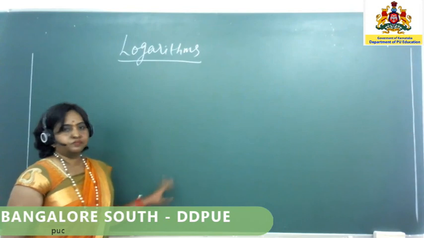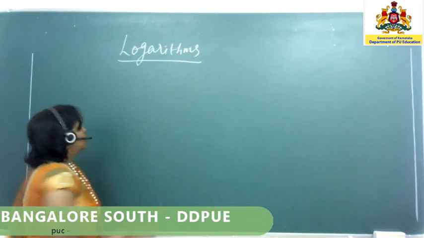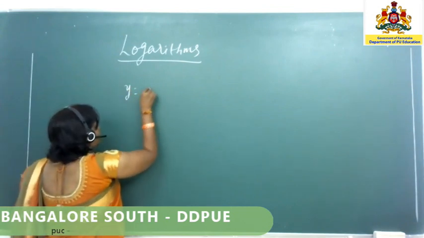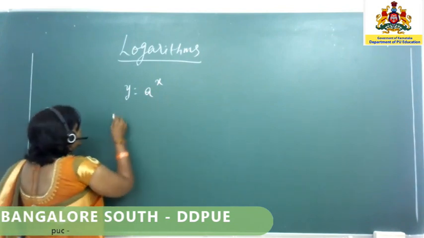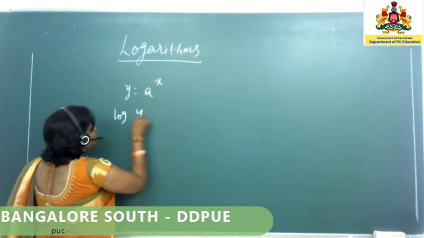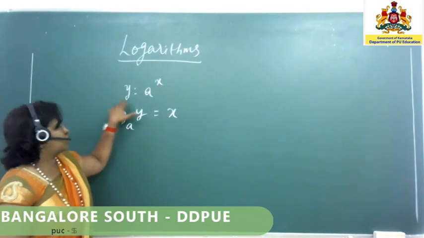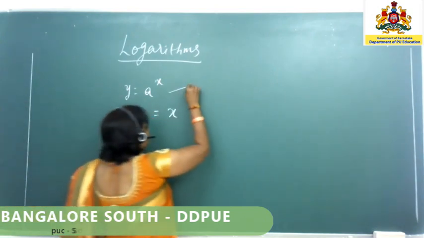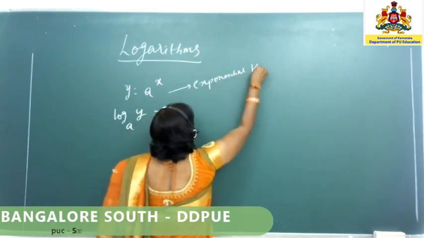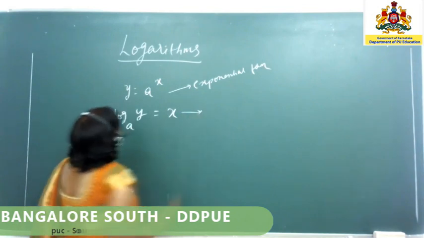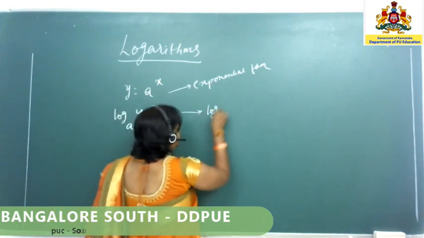Definition of the logarithm. If a is a positive number other than 1 and y is equal to a to the power of x, then log y to base a is equal to x. And y is equal to a to the power of x is the exponential form, and log y to base a is equal to x is the logarithmic form.